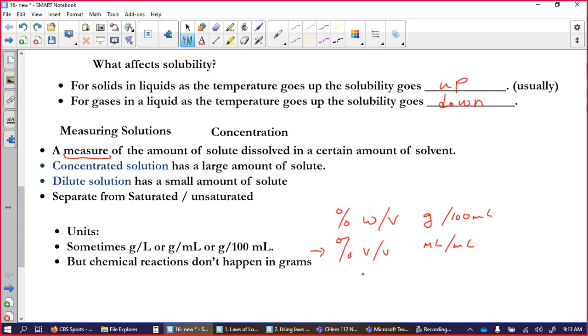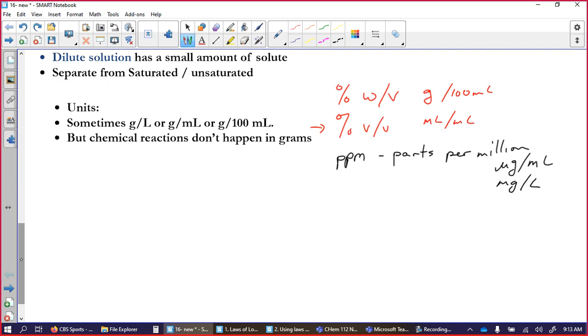You'll see other ones sometimes, parts per million. I just know that's micrograms per milliliter. You can scale that up to milligrams, I think milligrams per liter. That's a thing you'll see with water levels. There's so many parts per million of lead in water, copper in water, or whatever, or bacteria.